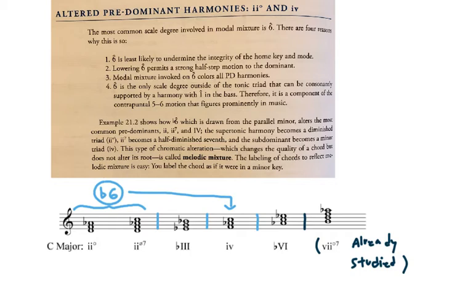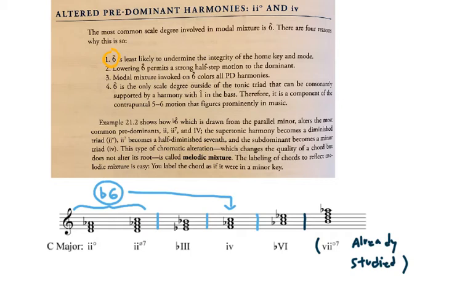If we go in order here from the summary of predominant harmonies, scale degree 6 is the least likely to undermine the integrity of the home key. If you think about C major, for example, C major has scale degrees 1, 3, and 5 as the tonic. If any of those gets compromised, then the tonic triad is going to suffer, and therefore it's not a good idea to substitute either scale degree 1, 3, or 5.